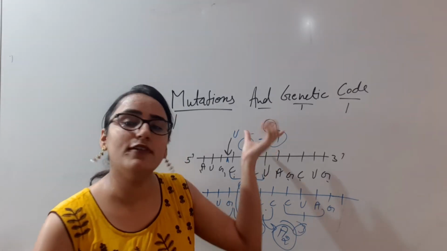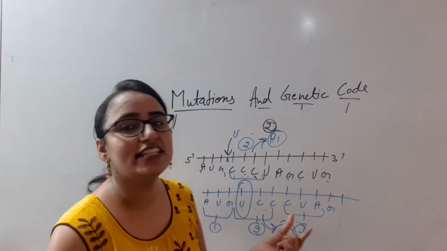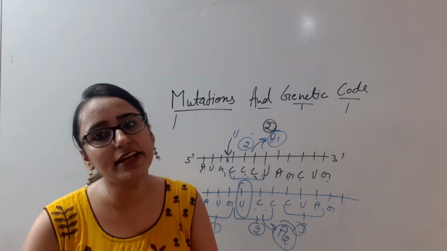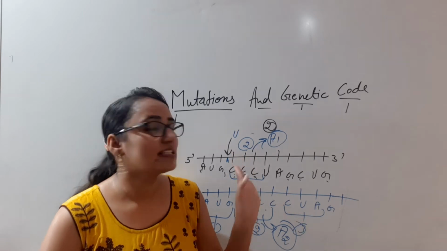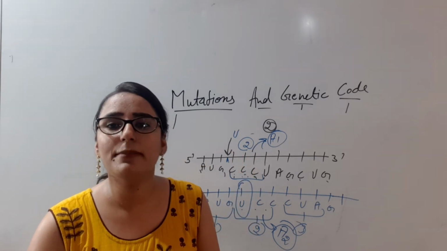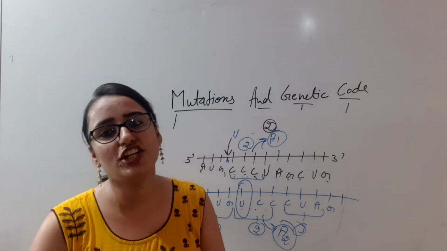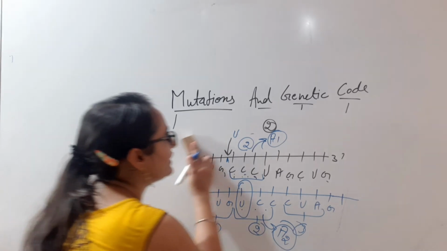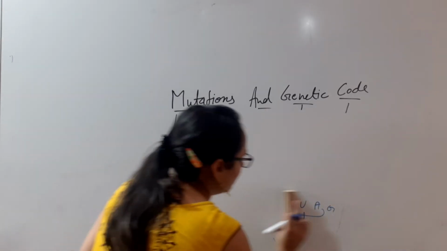So this CCC will code for A1 and this UCC will code for some A2 amino acid, and this A1 and A2 are two different amino acids. So this is how the insertion mutation changes the reading frame of the mRNA that will ultimately change the protein sequence. Okay. Now we will discuss the deletion.